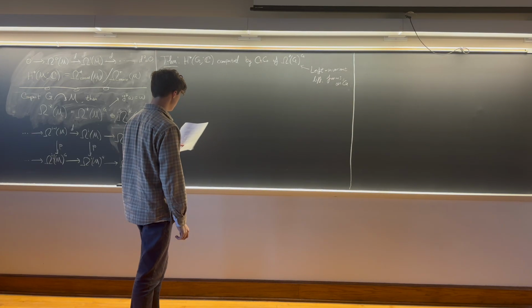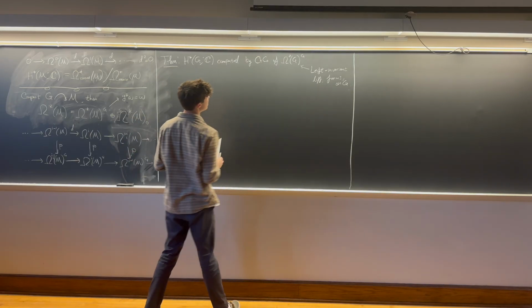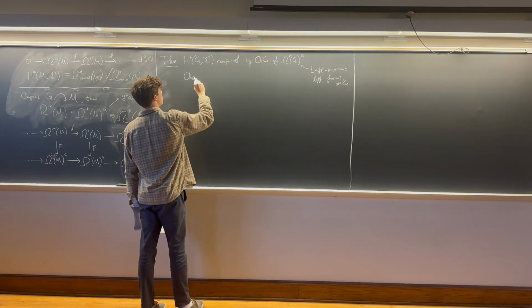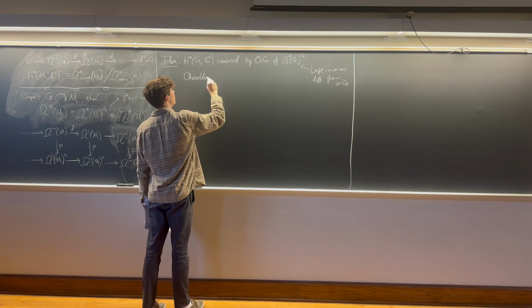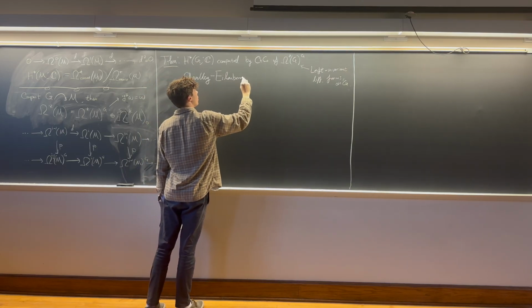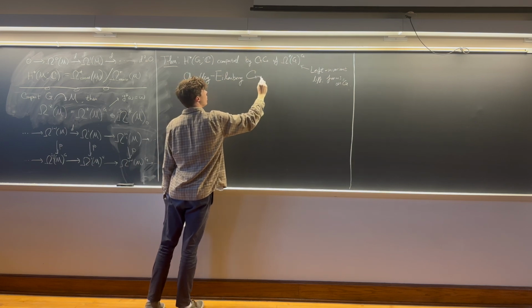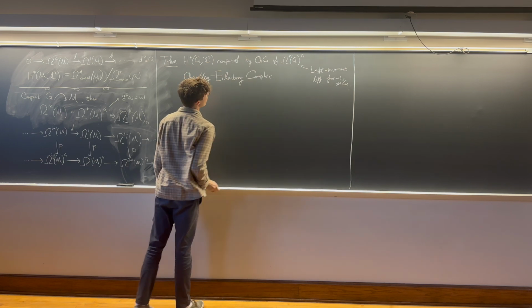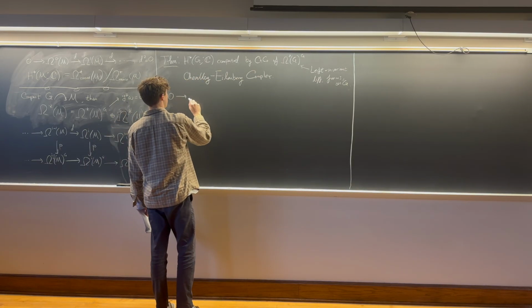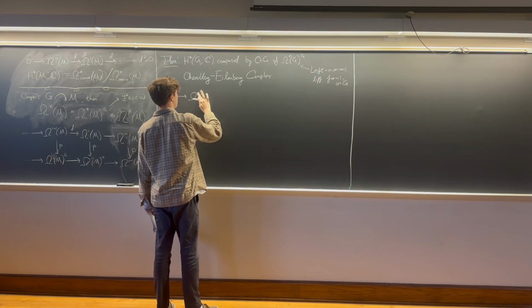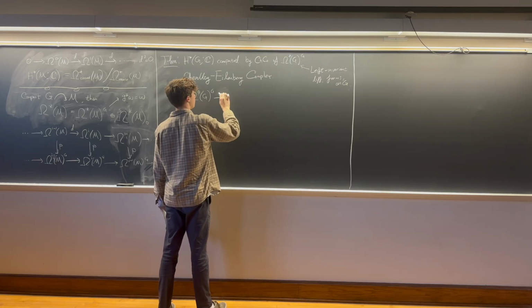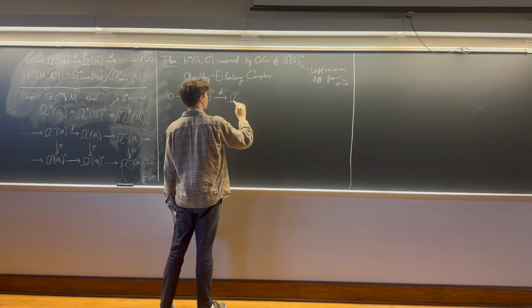Cool. So the complex of these is actually the Chevalley-Eilenberg complex. The Chevalley-Eilenberg complex, I can write it out, I guess. 0, then the forms on G, differential d_0, d_1.